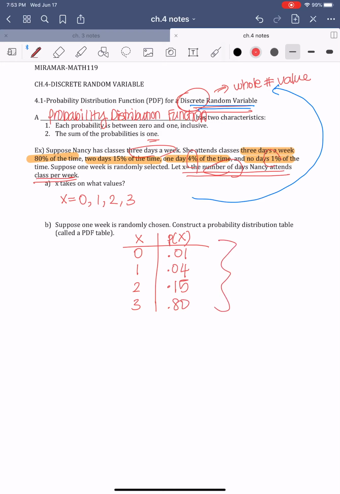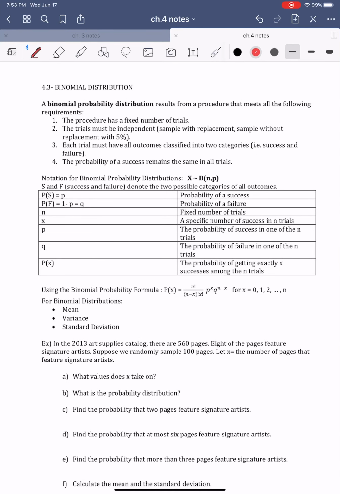So this is called a PDF table, okay? What is a PDF table? It has an X, the discrete random variable, and its probability value. Now, it didn't ask for this, but let's see if this example is a probability distribution function. We're going to go over different types of functions, so do not mix up the characteristics. We're going to go over the probability distribution function, and later on, we're going to also go over the binomial distribution. So you do not want to mix up those two functions.